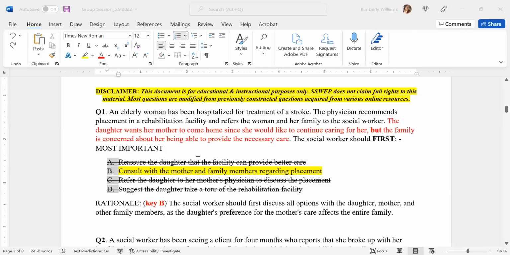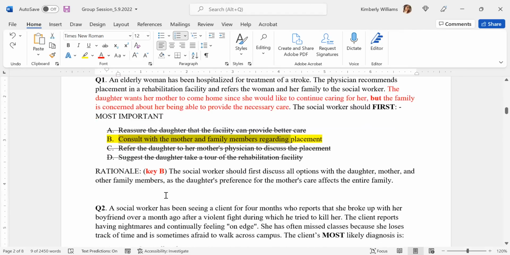So all you have to do, even if you're stuck, is go back and line that up and say, okay, what is it addressing? For instance, the daughter wants the mother home, but the family is concerned. So we're looking at a family that's concerned about the mother and where she's going to be. The only answer that addresses all of that is consulting the mother and all the family members. So just make sure it matches up directly.